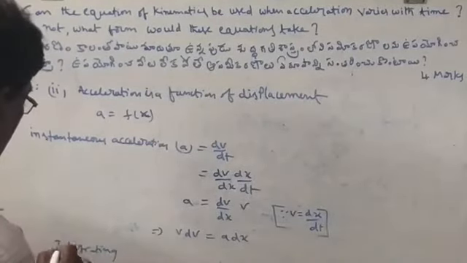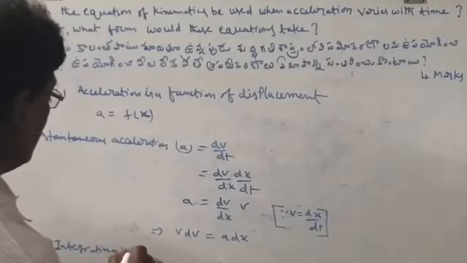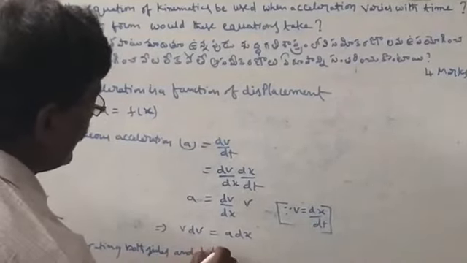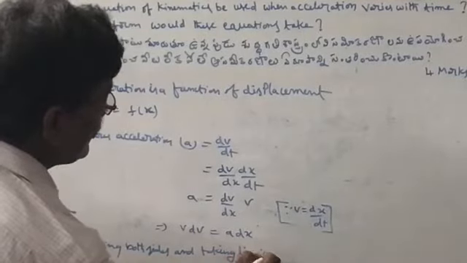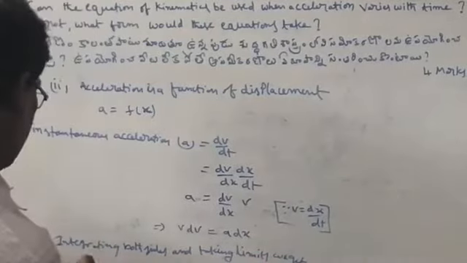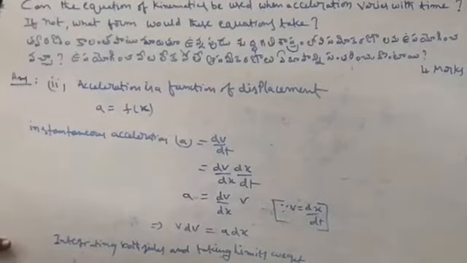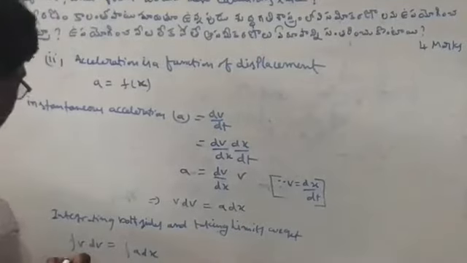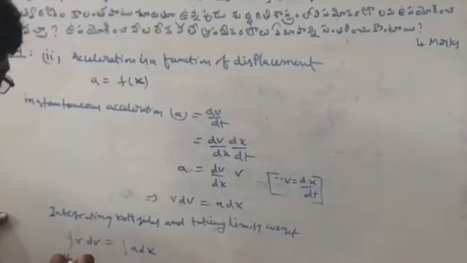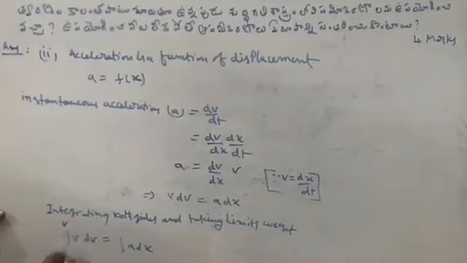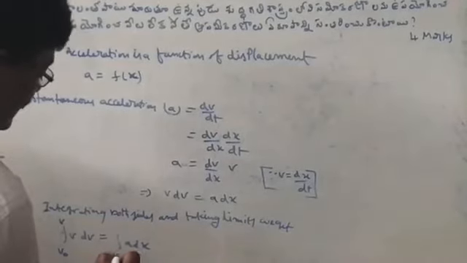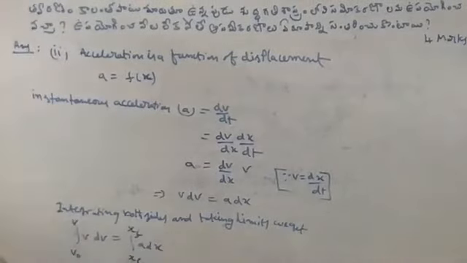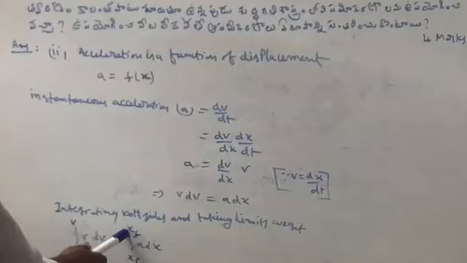We get integral v dv is equal to integral a dx. v naught to v, initial velocity v naught, final velocity v. Also initial displacement xi, final displacement xf.